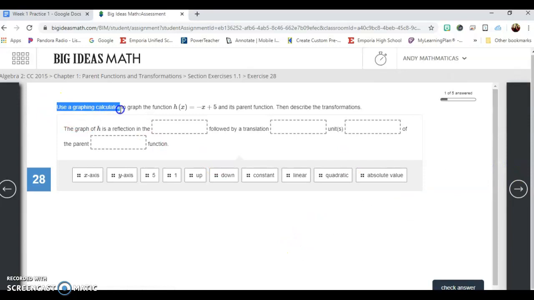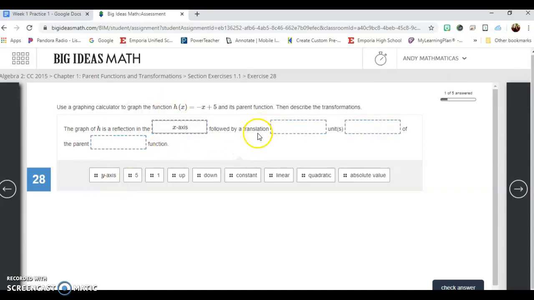This says use a graphing calculator. You don't have to use a graphing calculator. In the instructions it said just what is the parent function, or what is the function family, and then describe the transformation. So it's the same thing. The graph of h is a reflection in the x-axis, followed by a translation, I think this, 5 units, and then it is up, of the parent graph of a linear function. Yours will be very similar for 27 and 29 and 33. You just do not have to use the graphing calculator. You do not have to actually graph them to be able to answer those questions.